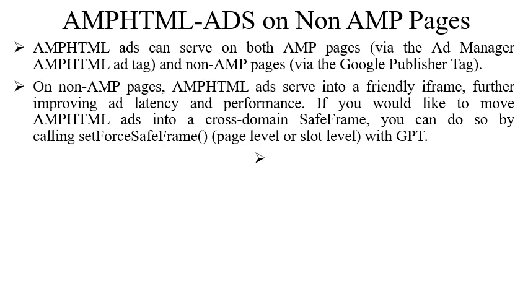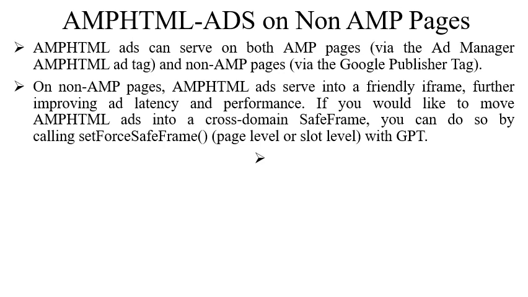AMP HTML ads on non-AMP pages. AMP HTML ads can serve on both AMP pages via the Ad Manager AMP HTML ad tag and non-AMP pages via the Google Publisher tag. So on AMP pages, the Ad Manager AMP HTML ad tag will work. On non-AMP pages, the Google Publisher tag will work for AMP ads. On non-AMP pages, the AMP HTML ads serve into a friendly iframe, further improving ad latency and performance.